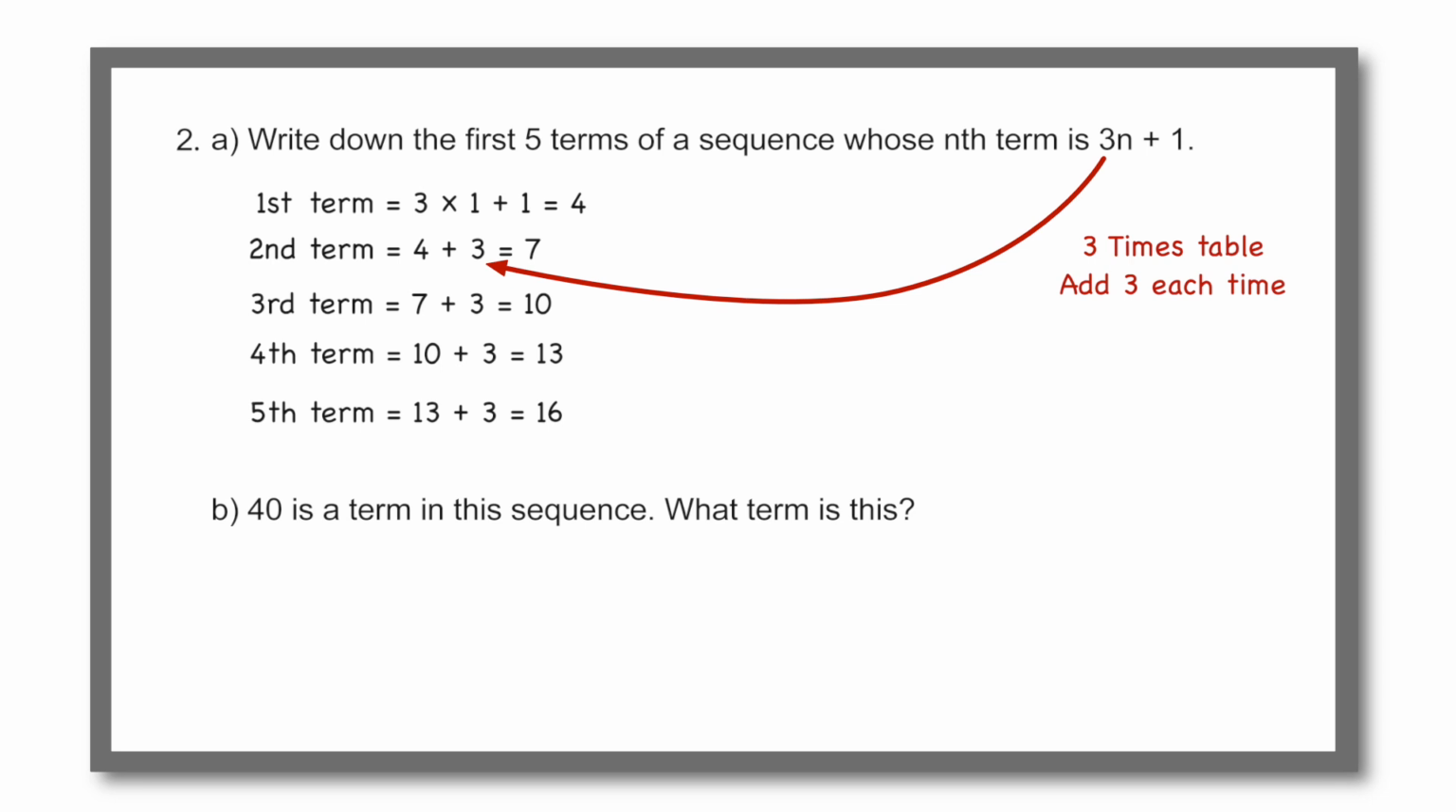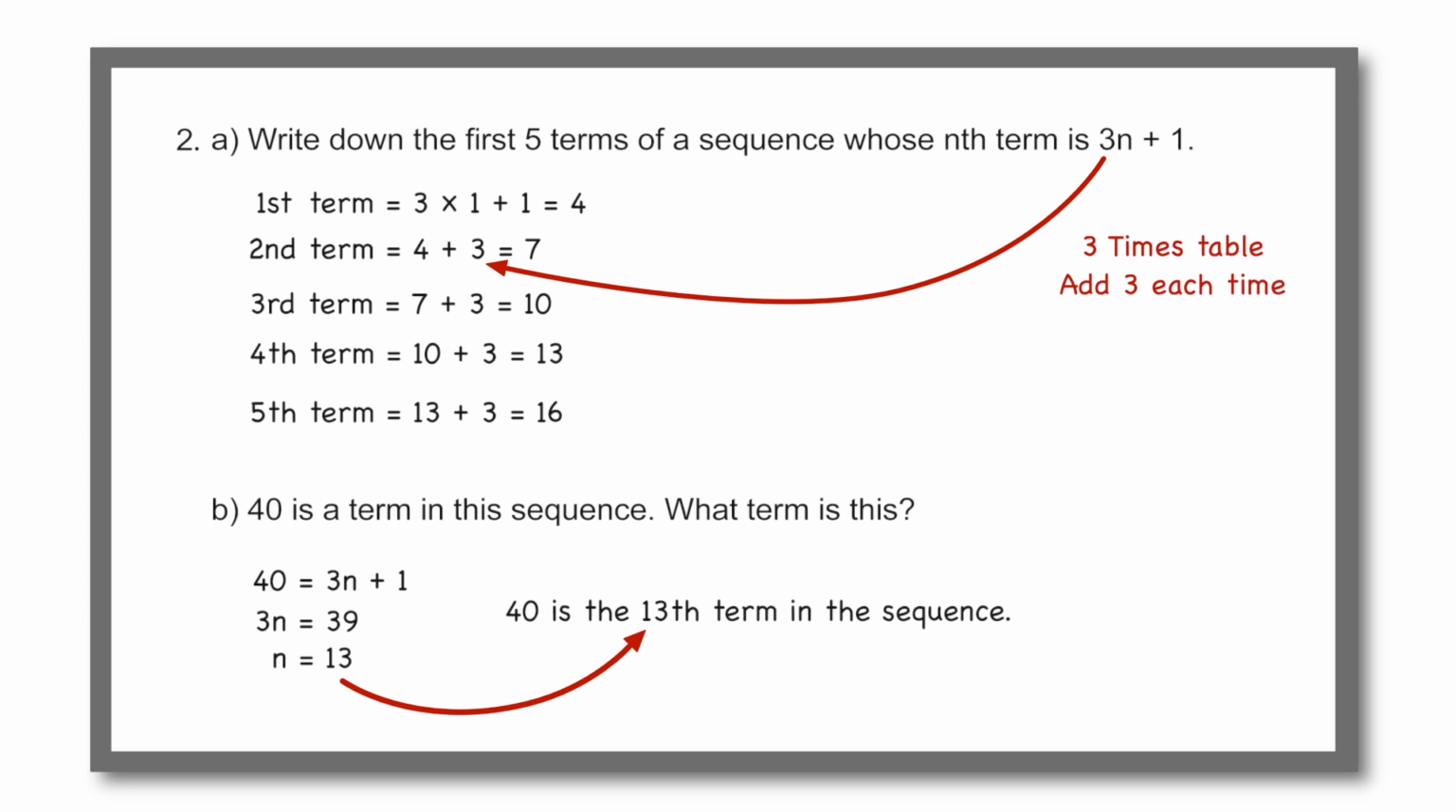Part B asks, 40 is a term in this sequence. What term is it? So we need to work out what n is. So we know that 40 is equal to 3n add 1. So 3n must equal 39, because 39 add 1 is equal to 40. So 3n is equal to 39, which means that n is equal to 13. So 40 is the 13th term in the sequence.